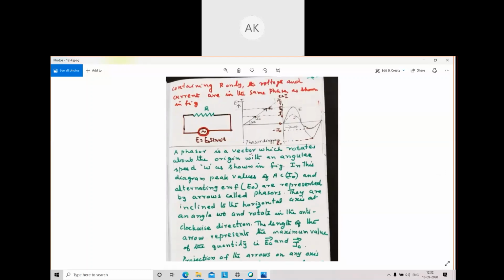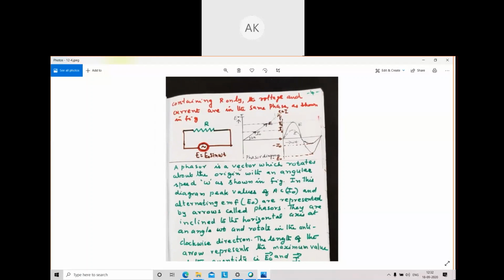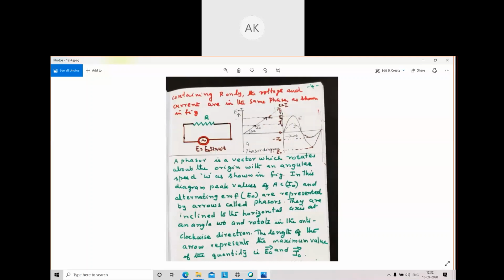And there is a phasor diagram which is very important. Along with the question, they always ask: draw the phasor diagram corresponding to this behavior when AC is sent through a resistor. This is the phasor diagram.